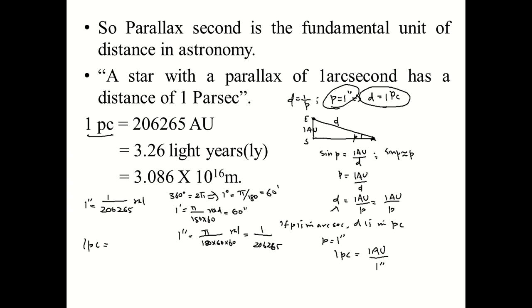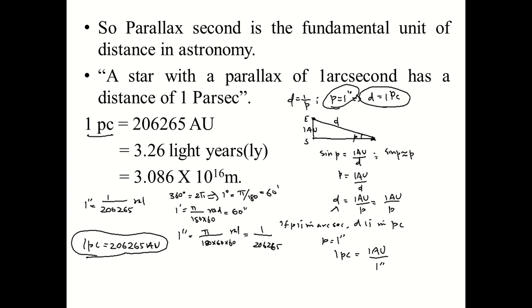If we put it here, you will get 1 pc is equal to 1 astronomical unit divided by 1 by 206,265. So it is 206,265 astronomical units. So 1 parsec is equal to 206,265 astronomical units. Now that will be equal to 3.26 light years.